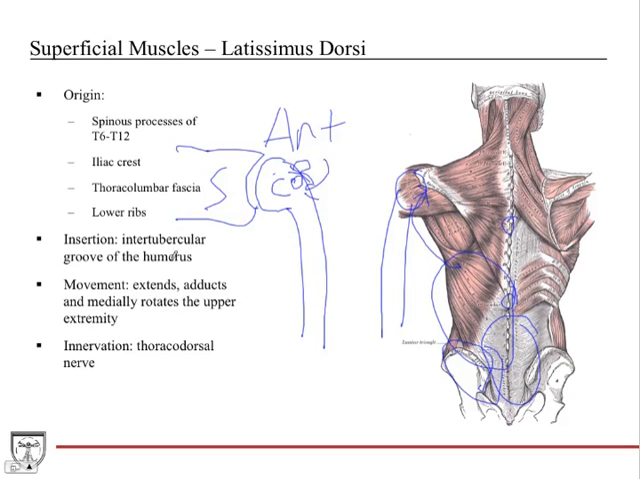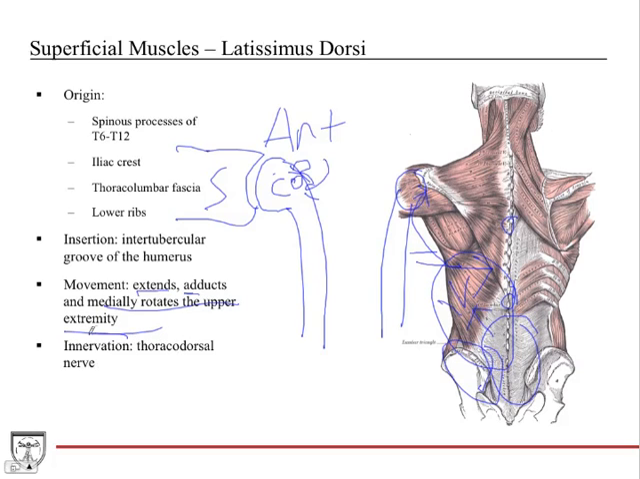And that's what helps it do its function, which is it extends, adducts, and medially rotates the upper extremity. Okay, so if you look at this muscle, it contracts, it shortens, so it can pull the upper extremity medially like this, which is adduction. It can medially rotate or internally rotate because it's pulling on the upper extremity from a back inside view as well.